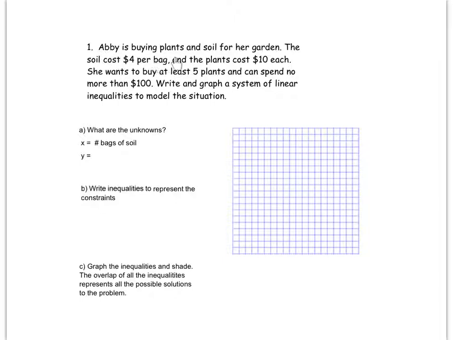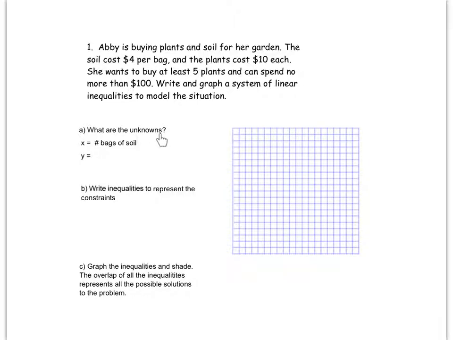Abby is buying plants and soil for her garden. The soil costs $4 per bag and the plants cost $10 each. She wants to buy at least 5 plants and can spend no more than $100. Write and graph a system of linear inequalities to model this situation.